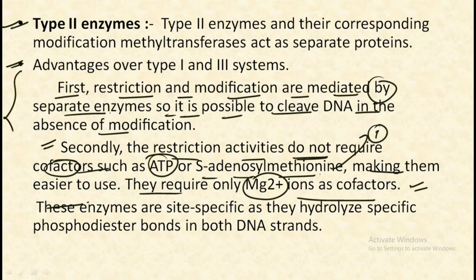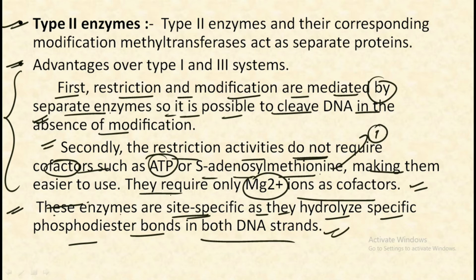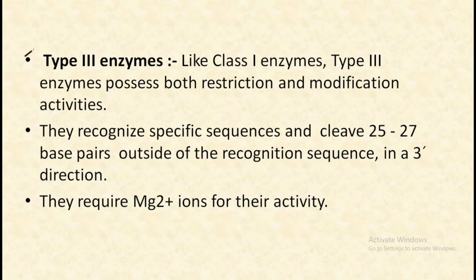Make sure you remember the difference between type 1, type 2 and type 3. Type 2 is the most preferred type of restriction enzyme because of the various advantages it provides in contrast to the other two types. The next important point is that these enzymes are site specific, as they hydrolyze the specific phosphodiester bond in both the DNA strands, and because they are more site specific, they are more commonly used in gene manipulation experiments. The third one is the type 3 enzymes.